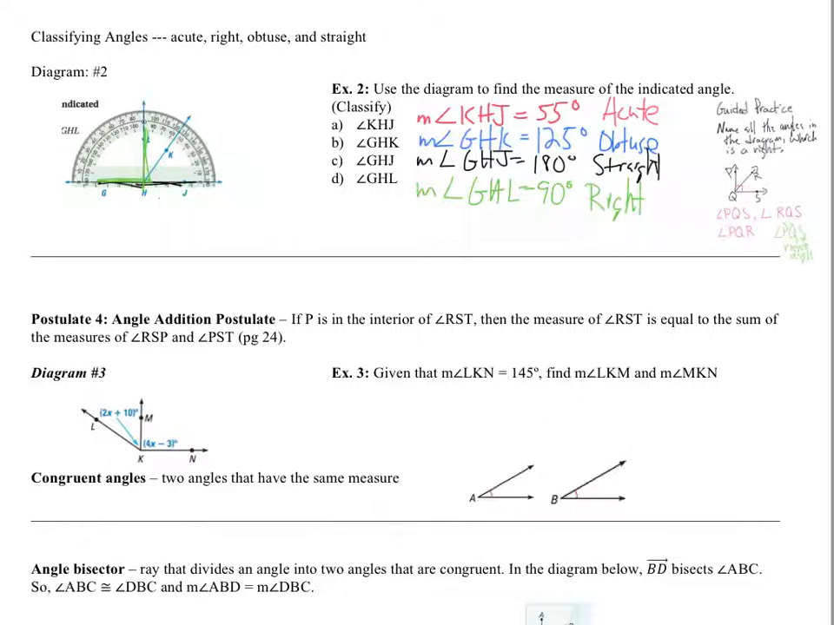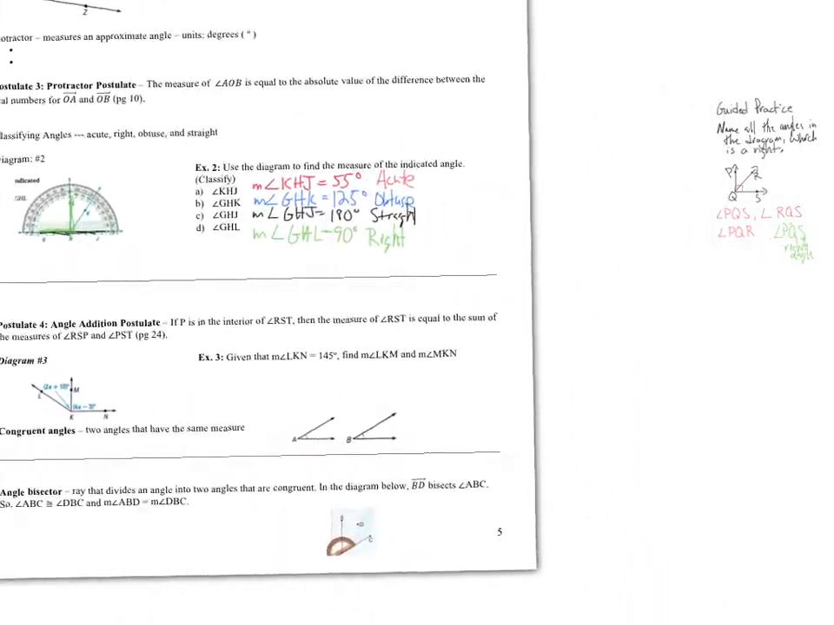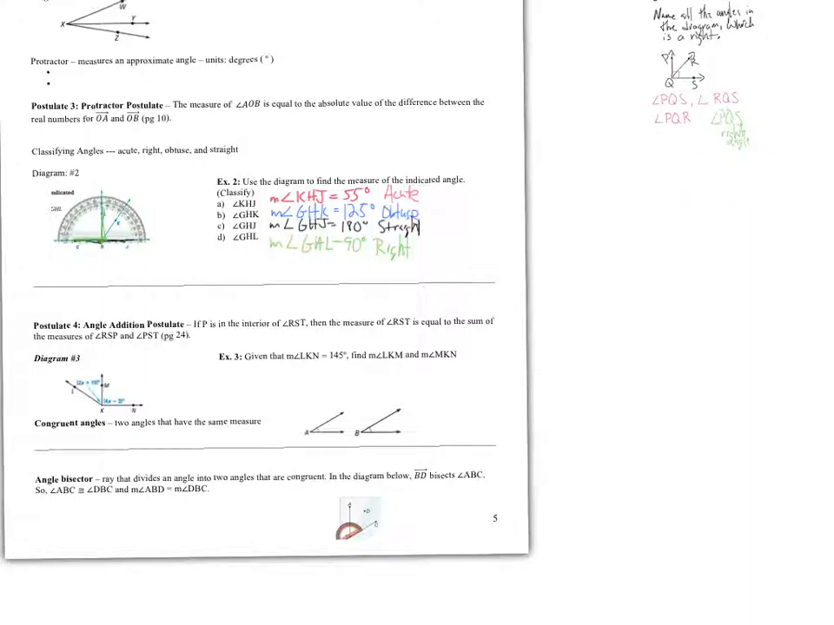Okay, postulate 4, remember, write this in on your postulate sheet. So postulate 4, angle addition postulate. If P is the interior of angle RST, then the measure of angle RST is equal to the sum of the measures of angle RSP and angle PST. So let's go ahead and we're going to do a little bit off to the side just to create this so you can see what this is actually looking at, and then we'll go on from that point. So we have an angle here.